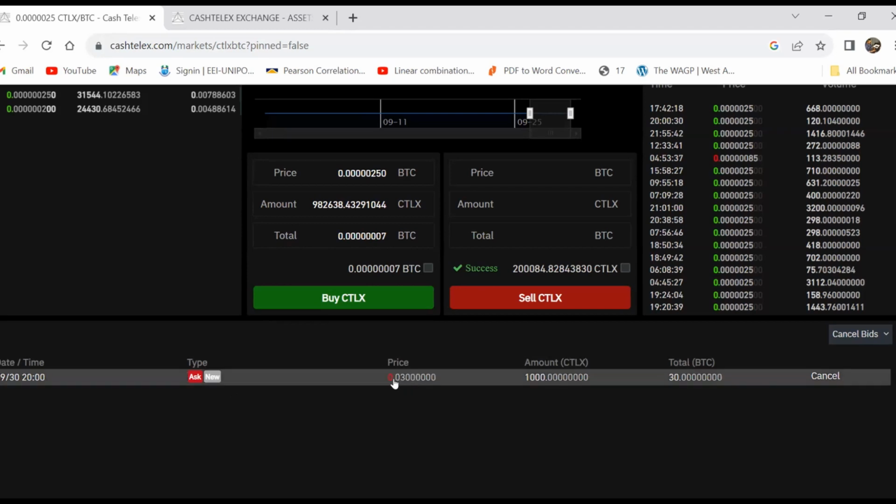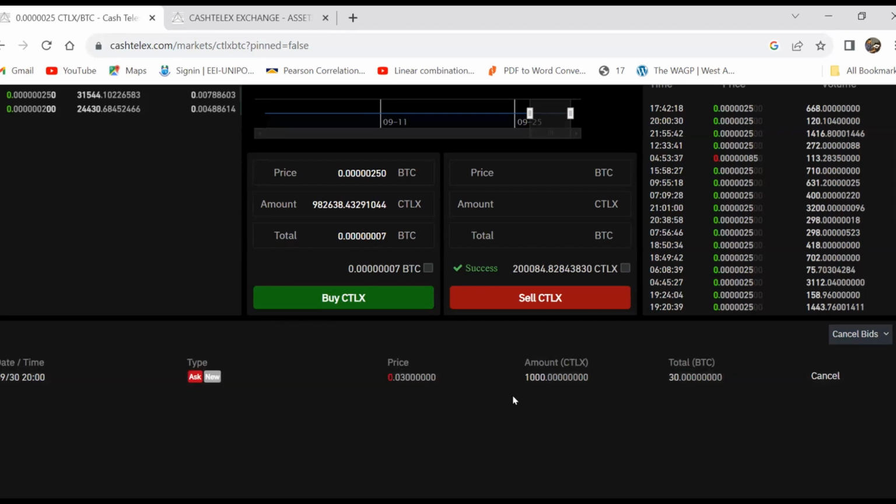So what is the price? It is 0.003. The total amount of CTLX that I'm selling is 1,000. The total number of Bitcoin I'm going to get when I'm selling 1,000 is 30 Bitcoin. It's very possible. I know it's a dream, but we can realize this dream. It's just for us to work as a team and keep working so that we can achieve this milestone, which I know is going to come to pass.